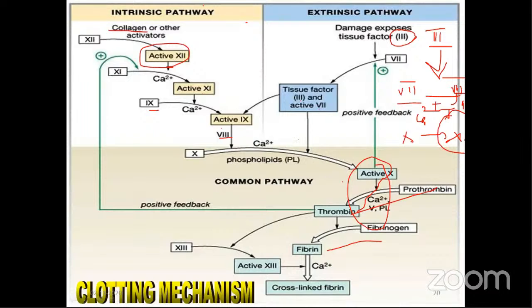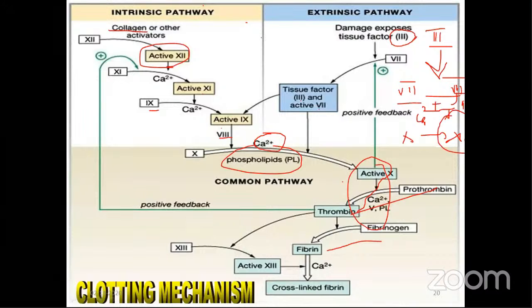So at every step here, you will see that calcium and phospholipids are required. Phospholipids are present in the plasma membrane. They are present in the organelle membranes. They are present in the RBC membrane. They are present in the platelet membrane. So the unit membrane structure is there covering the platelets also. So exposed phospholipids are very important. They promote clotting of blood in the presence of calcium.